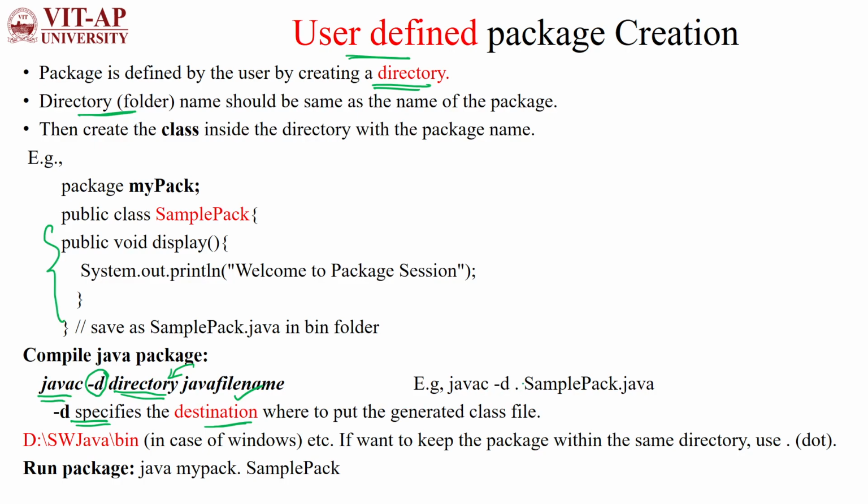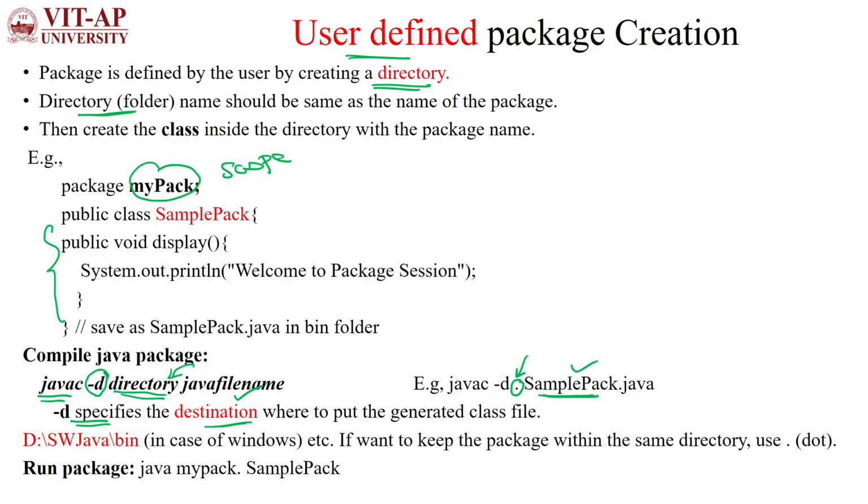So here I am giving, instead of a directory, the dot. That means it will save the class file SamplePack into the package name here, my pack. But in the program I have given the name scope. Okay, I have given the name scope.